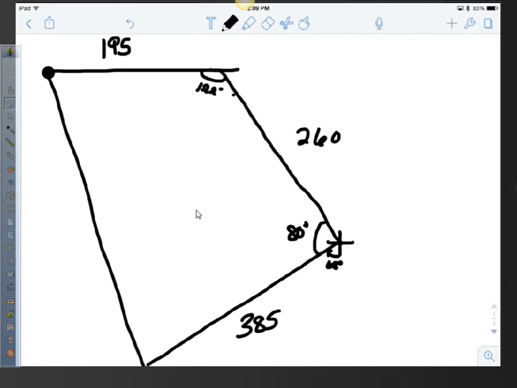Okay, but folks, again, what's the end game here? What are we trying to find? Area. Well, what's my area formula? 1/2 AB sine C. What do I need to find the area? Two sides and the included angle. Well, if I draw this diagonal right here, do I have two sides and the included angle? Yes. So let's draw that one.